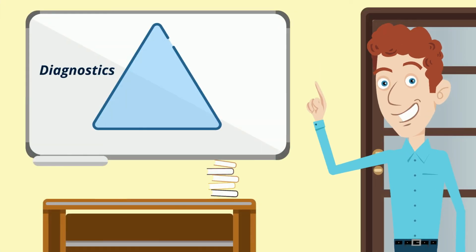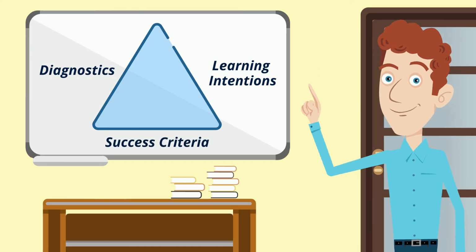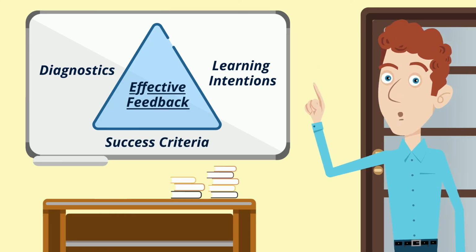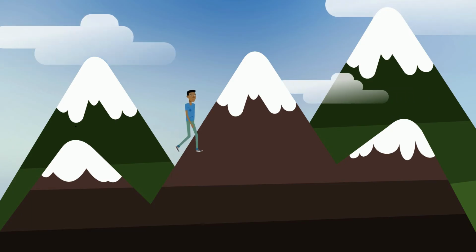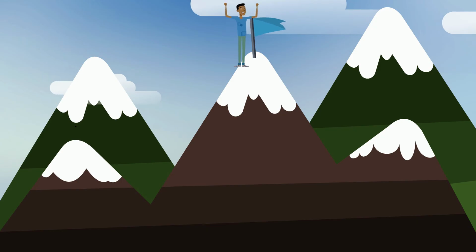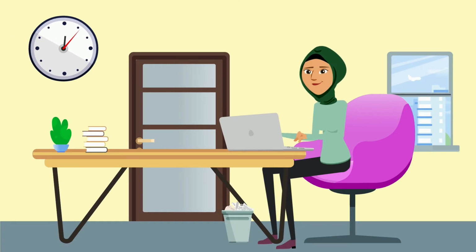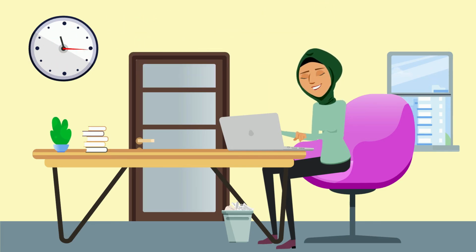Together, diagnostics, learning intentions, and success criteria all support effective feedback, one of the most powerful contributors to learning. Research shows that effective feedback can help learners reach for their goals and go further, allowing them to close the gap between their current and desired performance. Together, these different elements of assessment for learning will help learners think for themselves, assess their own progress, and take a more autonomous role in the learning journey.